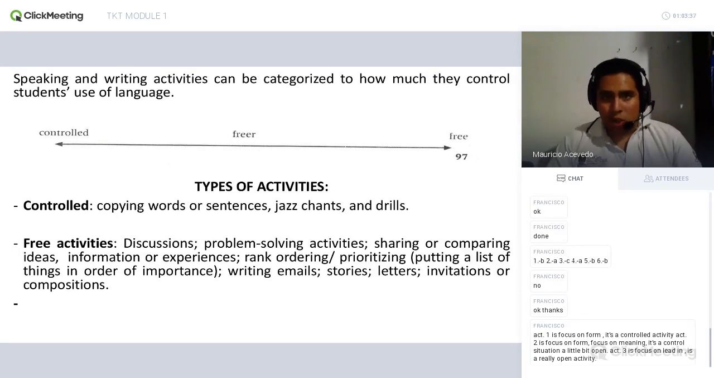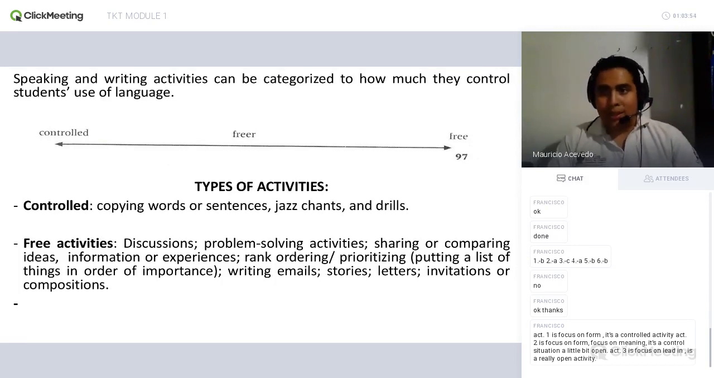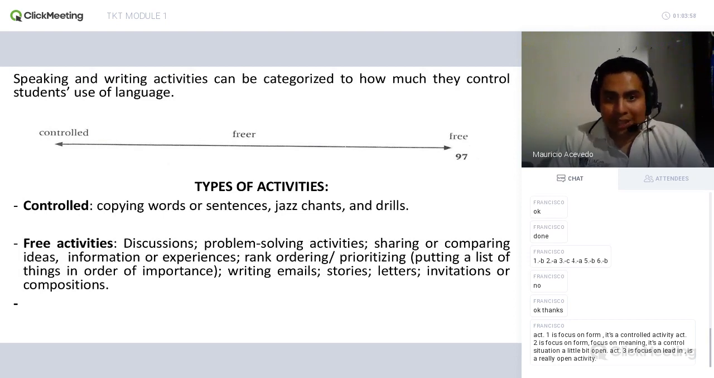Free activities, total free activities. We have discussions. Okay, so you talk about abortion. Tell me your opinion about abortion. Let's discuss what is the opinion of abortion. And it's a total free activity because you don't expect the students' answers, right? They can give you many surprises.